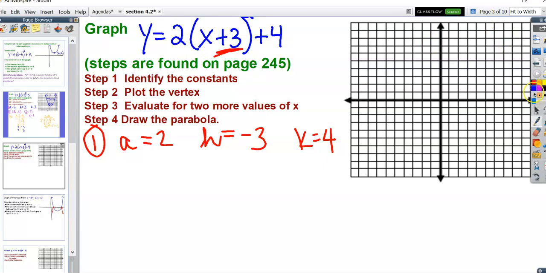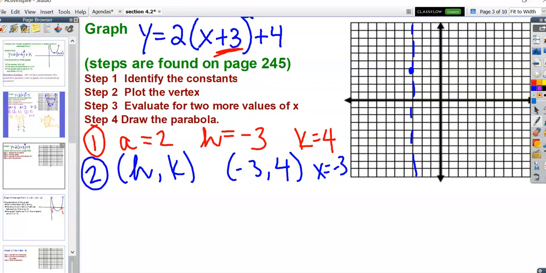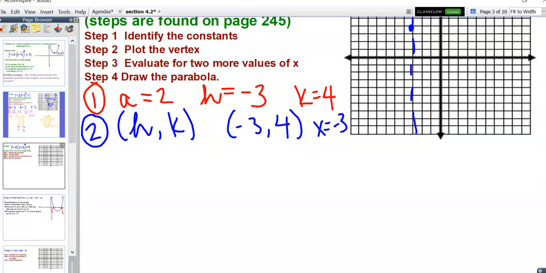Step 2, you want to plot the vertex. And again, the vertex is always H, K. For us, that's -3, 4. And then right now, if you want, you can draw that axis of symmetry directly into the parabola. X equals -3. Next, step 3, we want to evaluate for 2 more values of x. You want the vertex to go right in the middle.